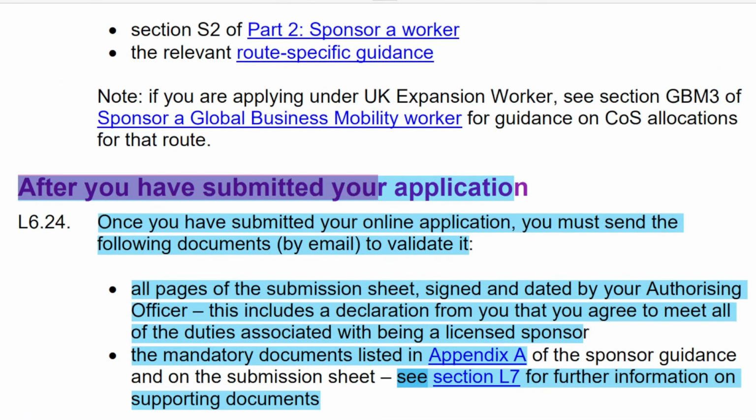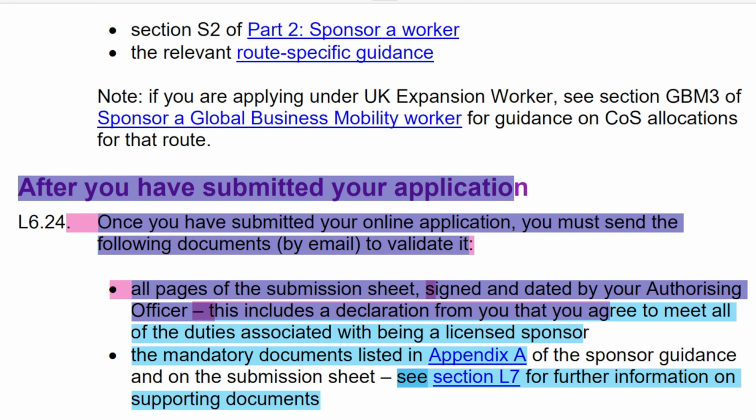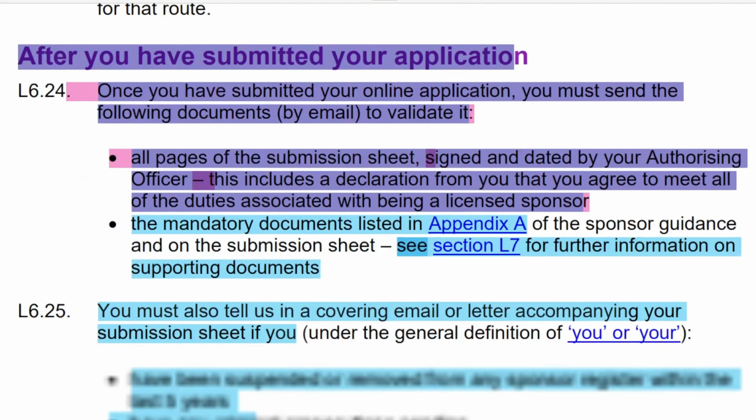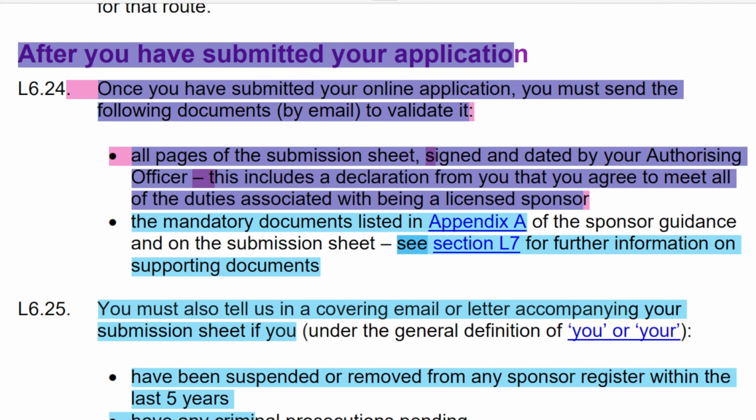Further, it says what you need to do after your application has been submitted. Once you have submitted your online application, you must send the following documents by email to validate it. All pages of the submission sheet, signed and dated by your authorising officer. This includes a declaration from you that you agree to meet all the duties associated with being a licensed sponsor. Many applicants make that mistake, they don't validate it. So once you have submitted your application online, you must send the documents by email to validate it. If you don't do that, your application is not validated.